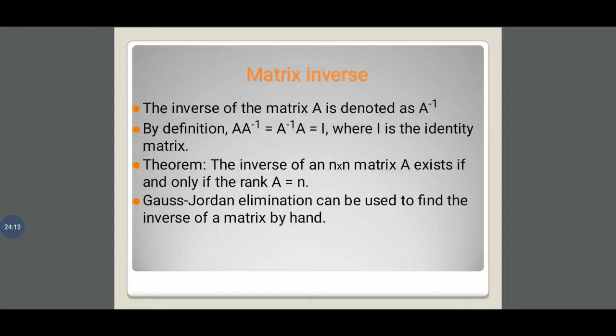Now, other methods are there to find the inverse of a matrix. The Gauss elimination method we can use to find the inverse of the matrix by hand, that is by elementary transformation. And the next one is the adjoint method, that is by using the formula A inverse is equal to the adjoint of the matrix upon the determinant of A. That is one of the formulas to get the inverse of a matrix.